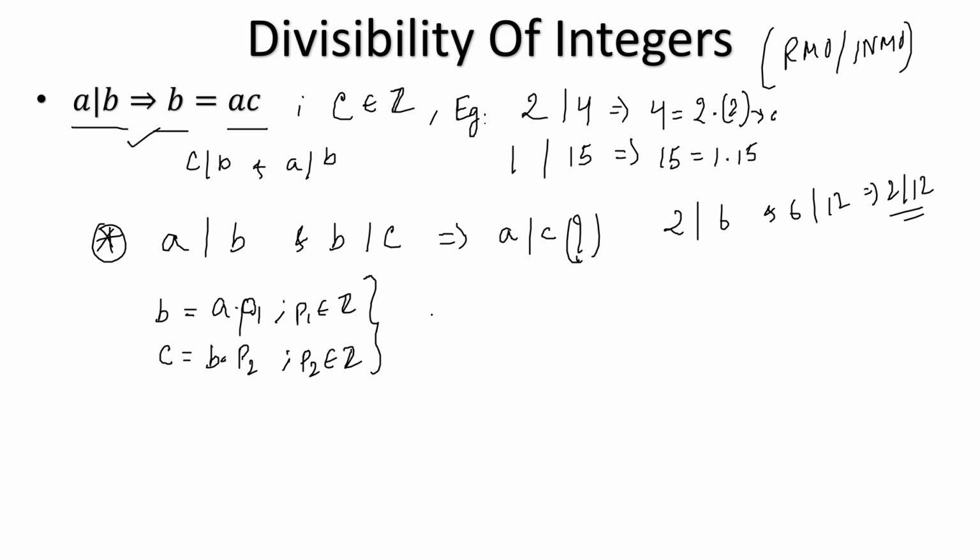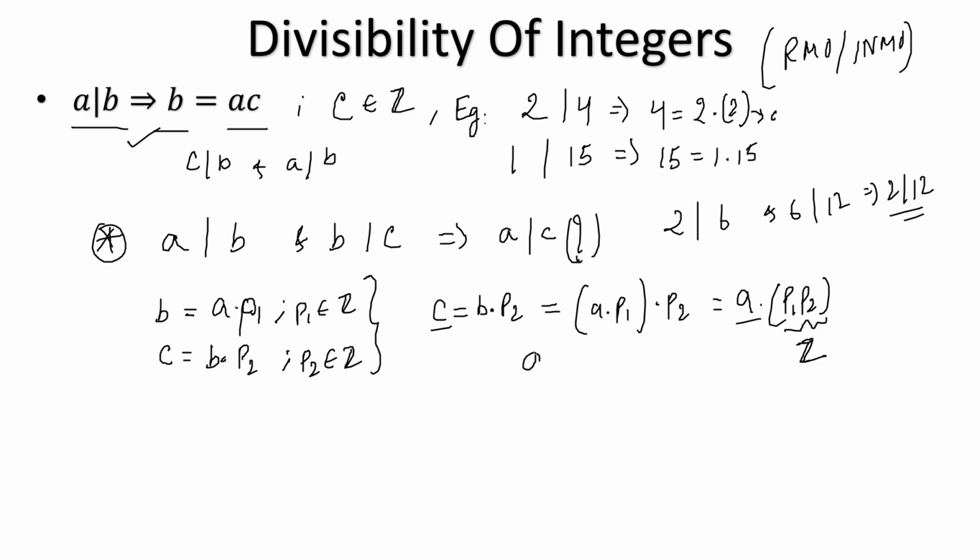Now from this too, we can establish the following. Since C is equal to B into P2 and B is equal to A into P1, we substitute the value of B here and we get this value as A into P1 times P2. Since P1 and P2 are both integers, then P1 into P2, which is the product of those two integers, should also be an integer, right? And since C is equal to A times some integer, we can conclude that A divides C. This is called the transitive property of divisibility.